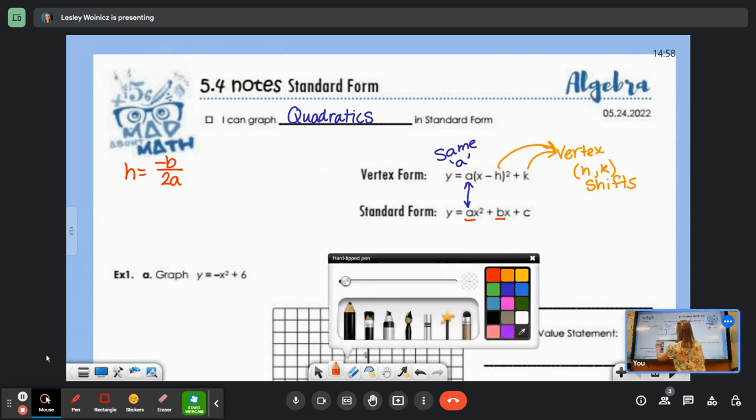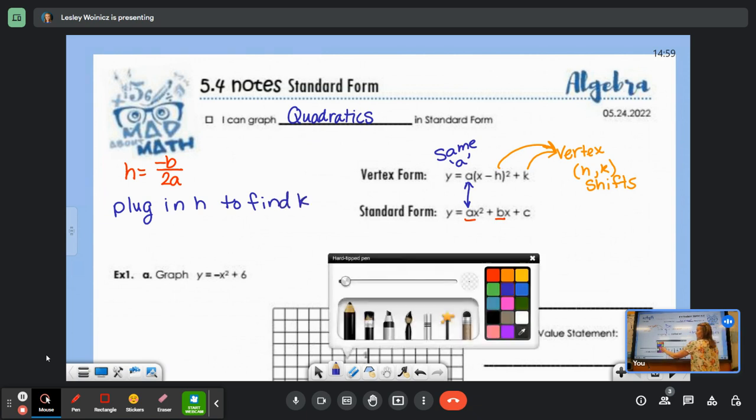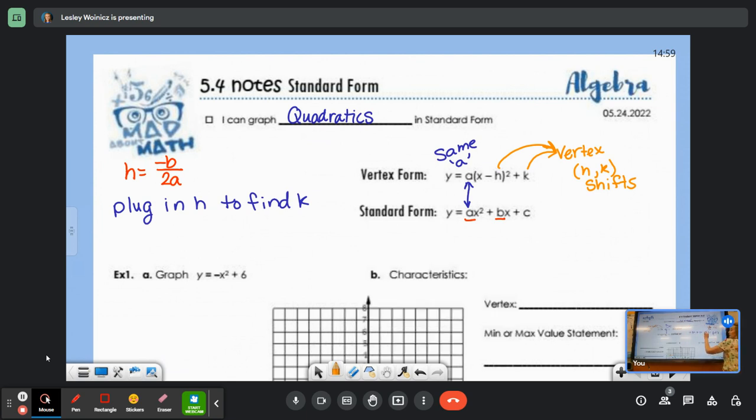So to find the K, we are going to plug in H to find K. So that takes care of our vertex. Remember that H is our input and K is our output.